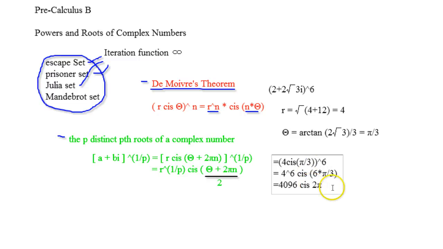Okay, so that one becomes pretty simple. Well, cosine of 2 pi is 1, and sine of 2 pi is 0. So that actually turns into, if I were to convert this back to rectangular, 4096 plus 0i, which actually is just 4096.